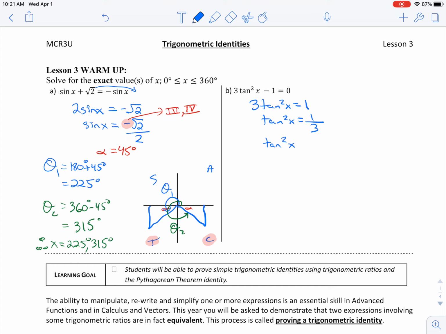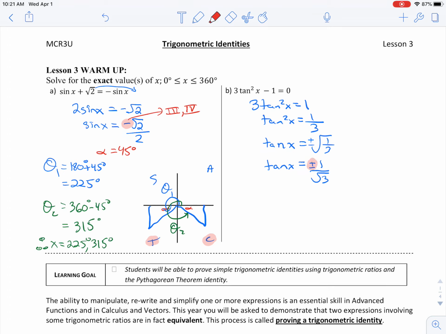And now because I've got the squared, I get to take the square root. Get rid of the squared. And so I end up with the square root, and I have to take the plus or minus of this. So I have plus or minus the root of 1 over 3, which I can simplify because the square root of 1 is just 1. So I have plus or minus 1 over root 3. So tan x equals this.